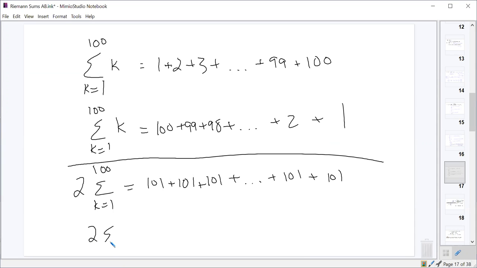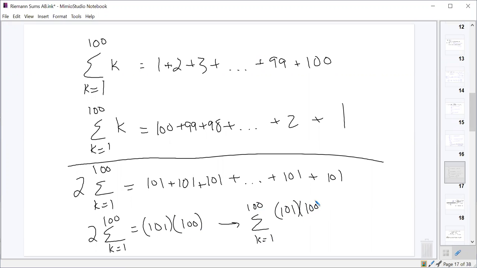So what do 2 of these summations equal? Well, it's 101. How many 101s do I have? I have 100 of them. And so to figure out what the actual summation is, I just take 101 times 100 and divide it by 2. And that comes out to be 5,050, right? Which is super cool.